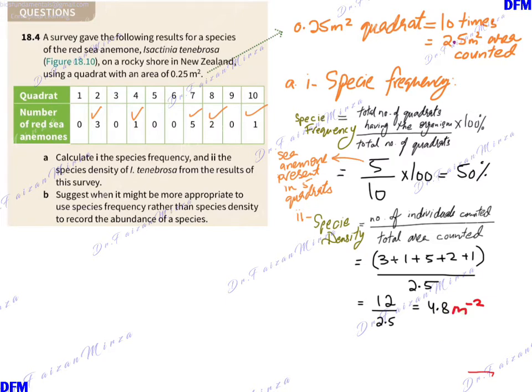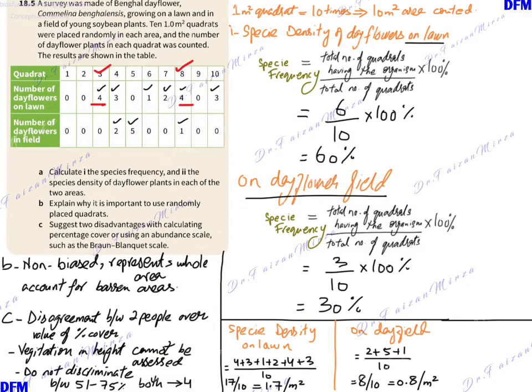What does the value of 4.8 per meter squared represent? It represents that red sea anemone is present almost 4.8 in every meter squared. The same example can be seen here as well. We have counted day flowers on lawn and day flowers in field, placing the quadrat 10 times. The size of the quadrat was 1.0 meters squared. It means that the total area counted was 10 meters squared, because we multiply by 10, because the quadrat was placed 10 times. A species frequency in day flower on lawn and field can be compared.